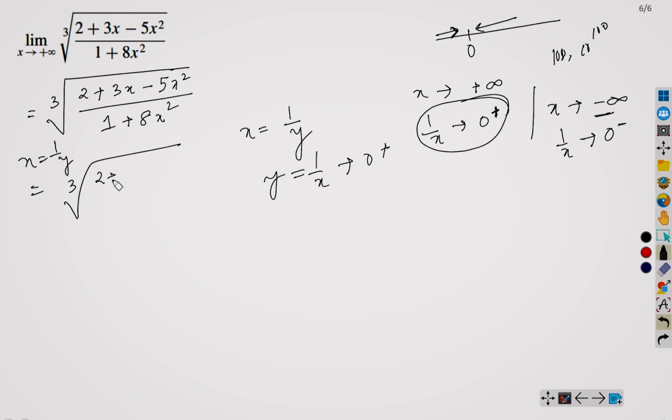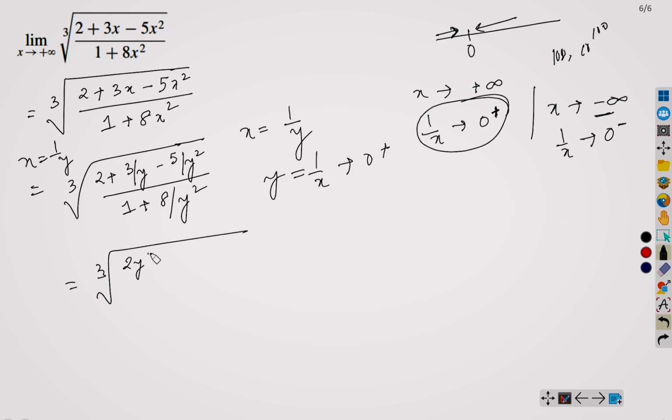what happens, how the expression transforms. This is just simplification. So we will multiply both the numerator and denominator by y square, and multiplying we obtain 2y square plus 3y minus 5 by y square plus 8. So this expression transforms in this way. So now what we are going to do, we will do the same thing but with limiting value at 0 plus.